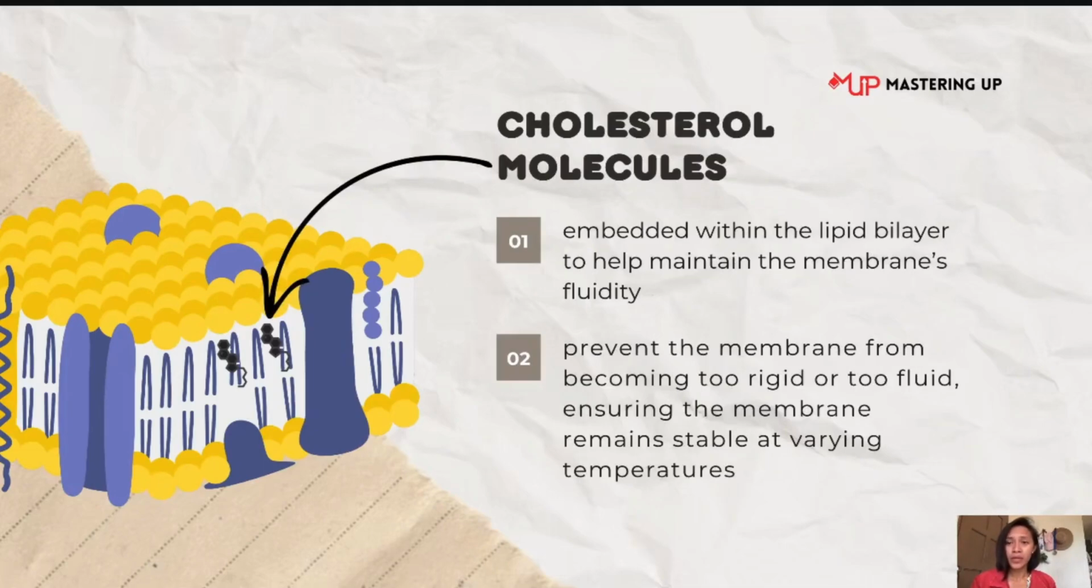The plasma membrane also contains cholesterol molecules, which are scattered throughout the bilayer. Cholesterol helps maintain the fluidity of the membrane. Think of it as a stabilizer. It prevents the membrane from becoming too rigid or too fluid, which is important for keeping it functional in varying temperatures.